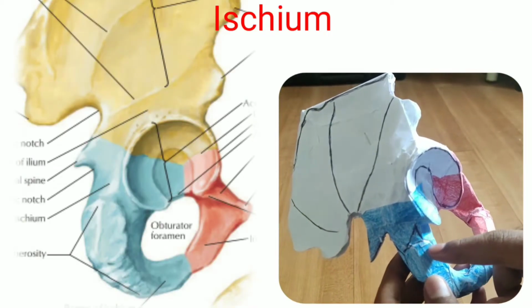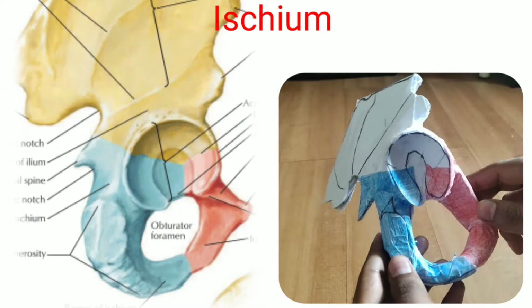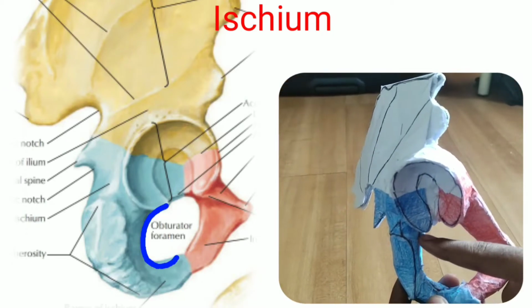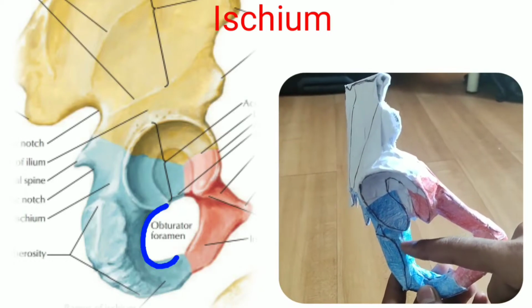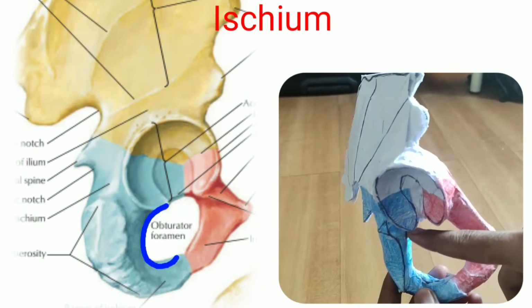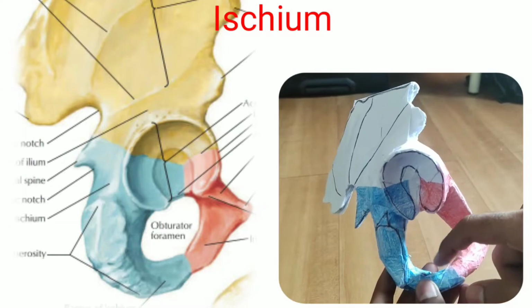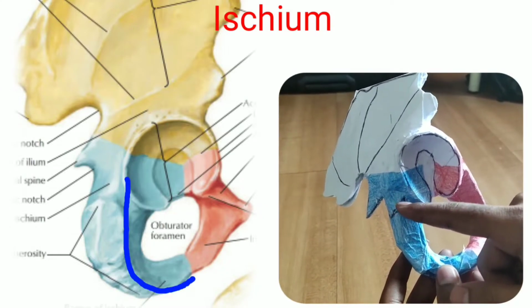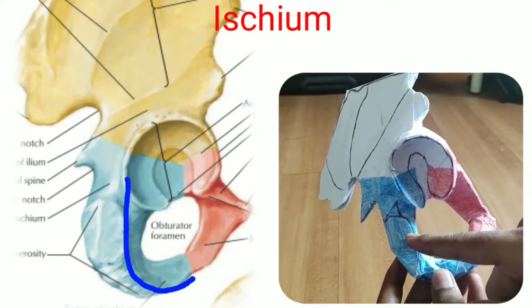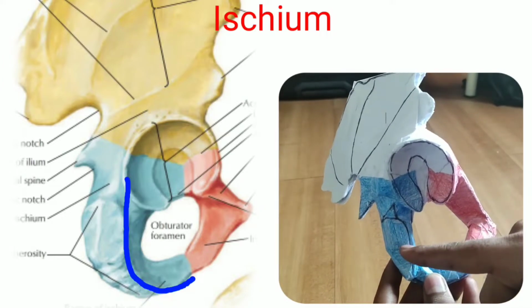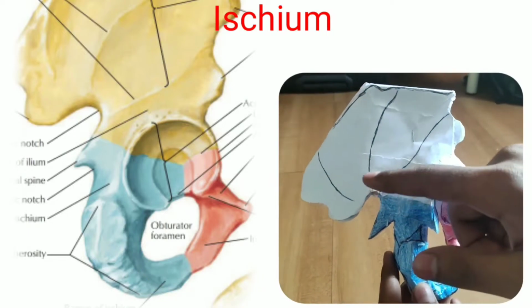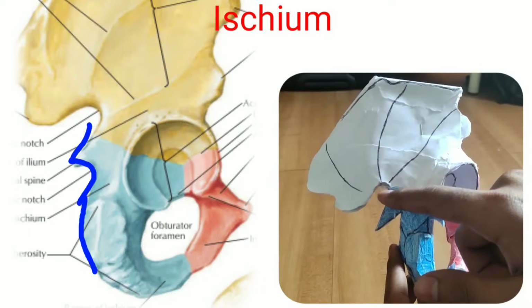Now this ischium has three borders. The first one is the anterior border. The anterior border is this one. This is the anterior border of the ischium, and the lateral border. It starts from the acetabulum and forms the lateral margin of the ischial tuberosity and extends down. And the posterior border. The posterior border is this.